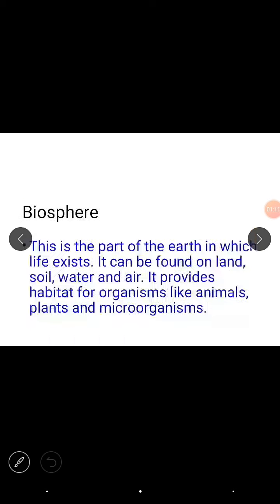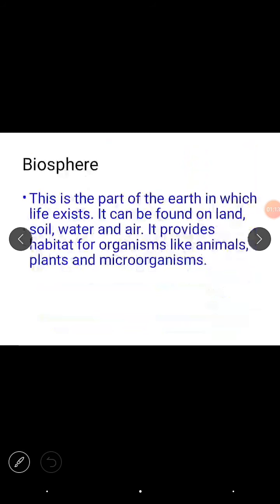Okay, so the next one here is the biosphere. The biosphere is the part of the earth in which life exists. From the word biosphere, bio means life. So it means anywhere life can exist on earth is referred to as a biosphere. So you can find that both on land, on soil, water, and also on air. And that provides habitats for organisms like animals, plants, and microorganisms. Okay, so that's very important for you to take note.